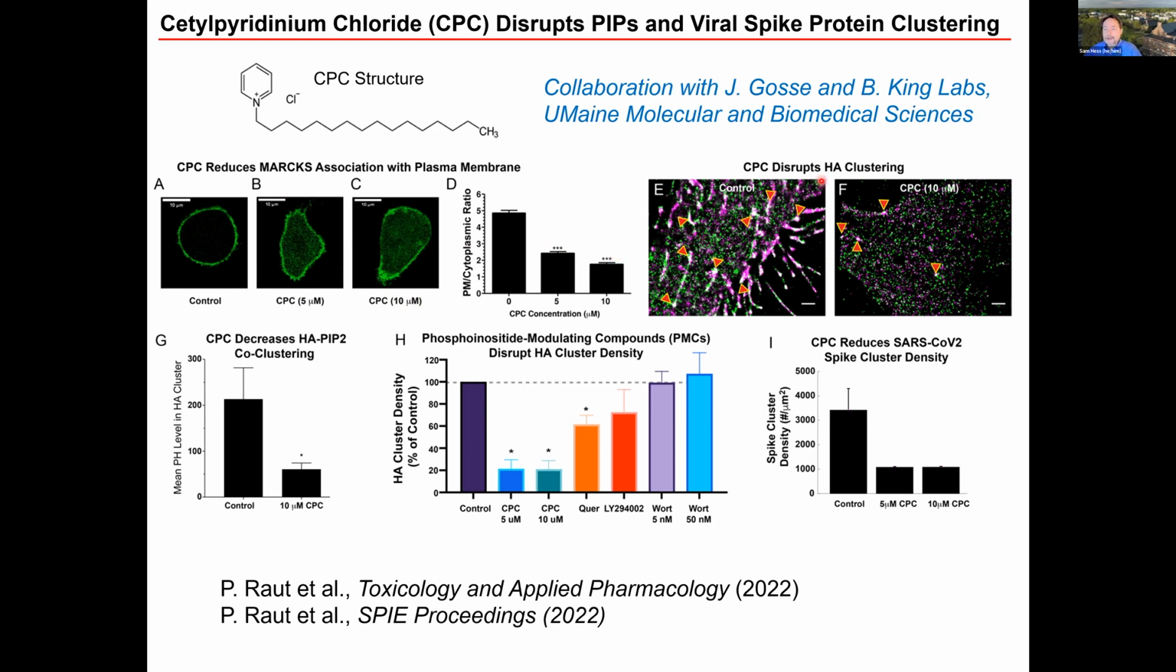What does this do to HA? Addition of CPC strongly disrupts HA clustering. And this is at micromolar concentrations that are well below the critical micelle concentration that one might suspect if it were acting as a soap. Also, the colocalization between HA and PIP2 decreases when CPC is applied. The HA cluster density drops significantly. And the same thing happens for the SARS-CoV-2 spike. So these are published in a couple of recent papers this year.